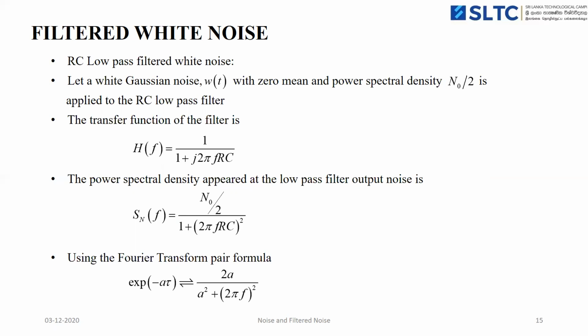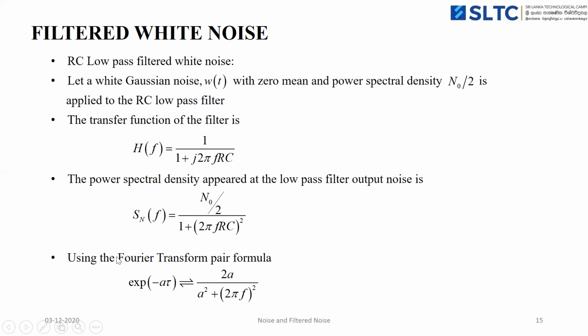Then we can find the power spectral density appearing at the output of the low pass filter, which is denoted by Sn(f) equal to N0 by 2 divided by 1 plus (2 pi f RC) whole squared. So this is the power spectral density of the output noise. The input noise is white Gaussian noise w(t), and the output noise is denoted by n(t), whose power spectral density is Sn(f) equal to N0 by 2 divided by 1 plus (2 pi f RC) whole squared.